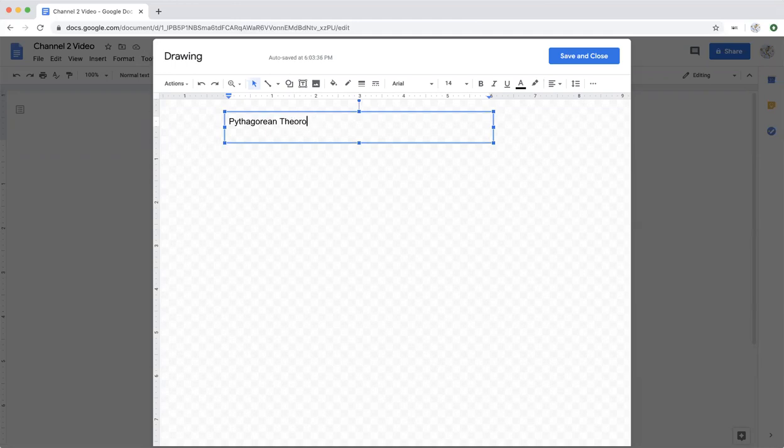Okay, so what is the Pythagorean Theorem? This is a very important rule. It only works with right triangles.